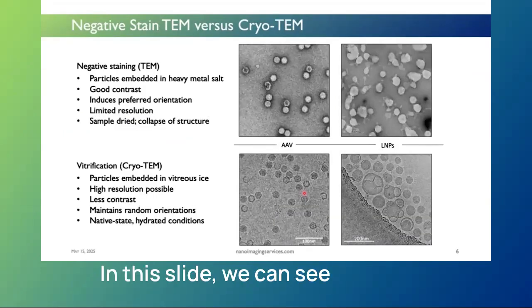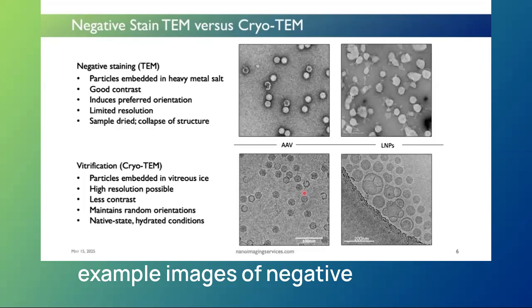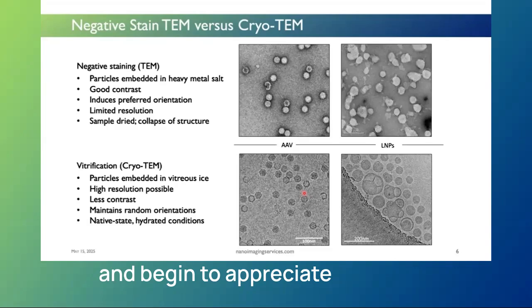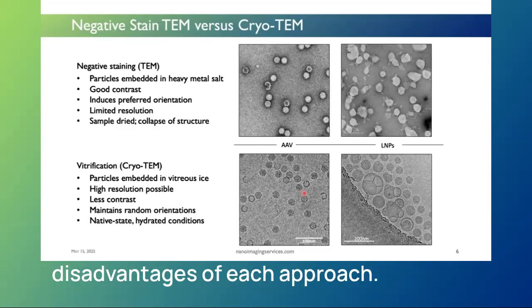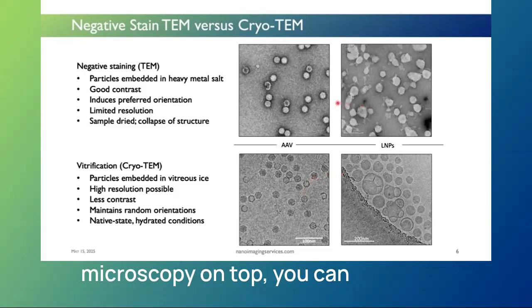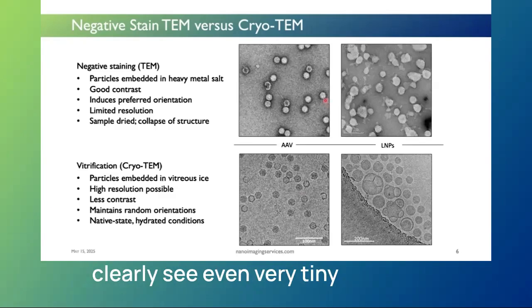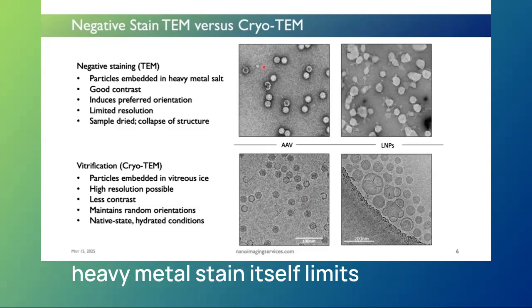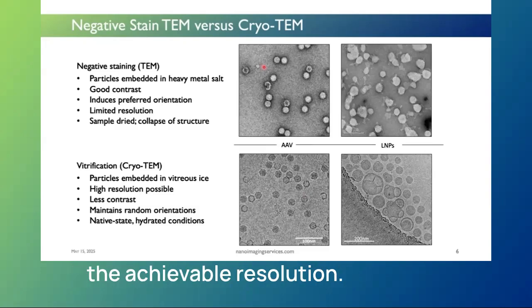In this slide, we can see example images of negative stain electron microscopy and cryo-electron microscopy, and begin to appreciate some of the advantages and disadvantages of each approach. With negative stain electron microscopy on top, you can achieve very high contrast because of the heavy metals surrounding the particles. And you can very clearly see even very tiny particles in these samples because of the high contrast. However, the resolution of the images is limited because the heavy metal stain itself limits the achievable resolution.